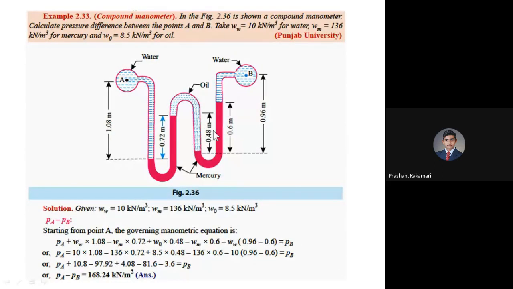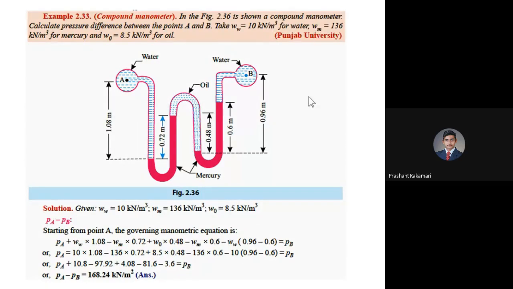And one of the examples we have also solved. This manometer is connected to both the pipes, not to the atmosphere. So here also they are measuring the gauge pressures. Calculate the pressure difference between the points A and B. Take water; the water side specific weight is 10 kilonewton per meter cube.